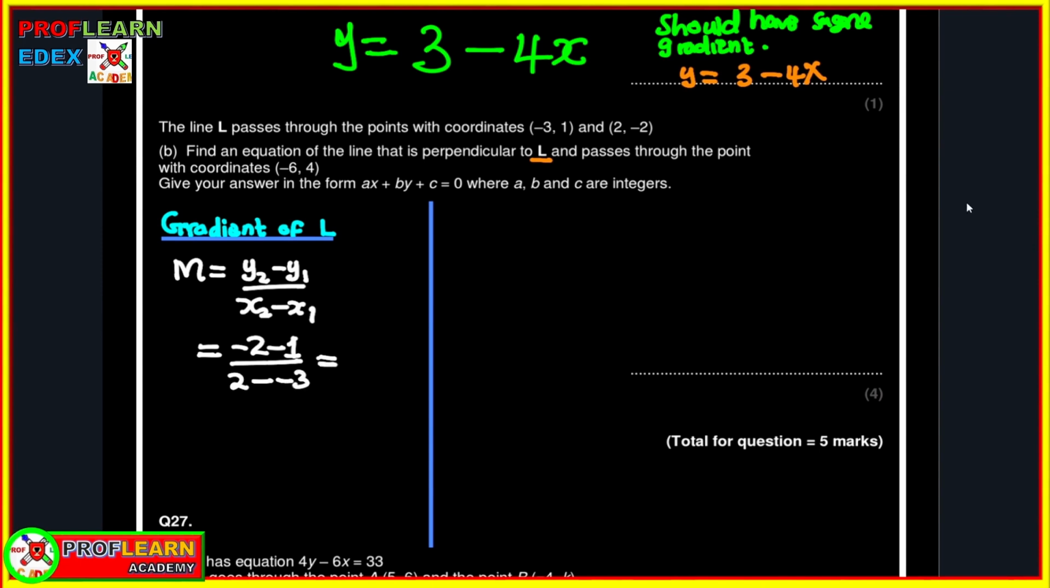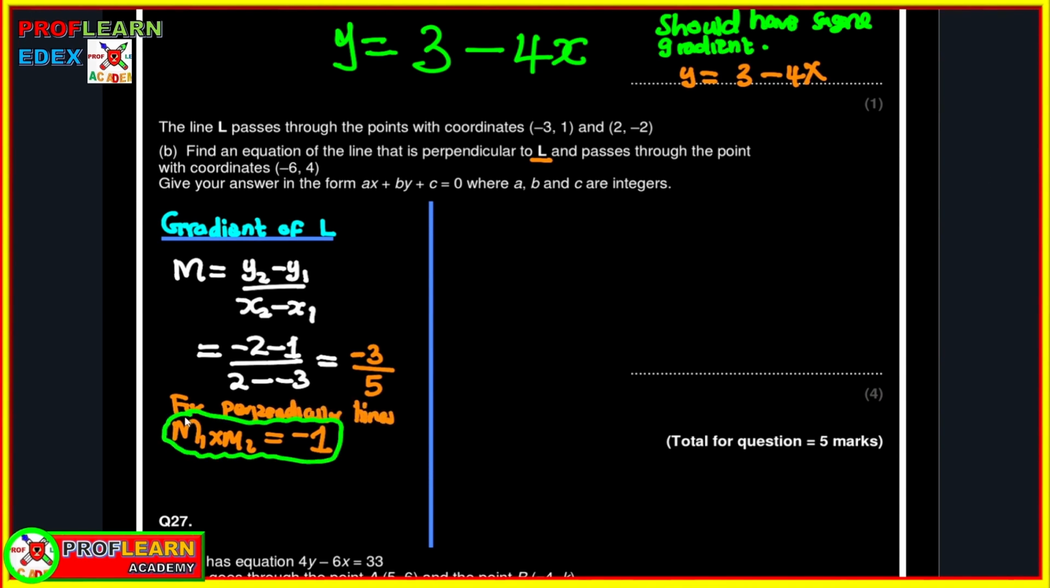So be careful of those signs. And now this translates to that. Now, because this line L1 is perpendicular to another line that passes through negative 6, 4, we need to know what's the gradient of that line that passes through negative 6, 4. Since they are perpendicular, we can say m1 times m2 is equal to negative 1 for perpendicular lines.